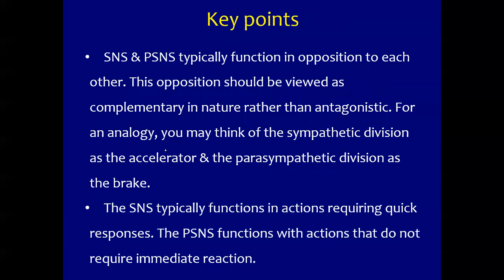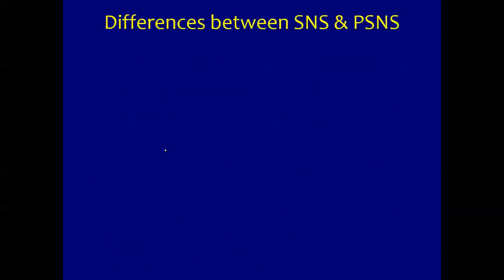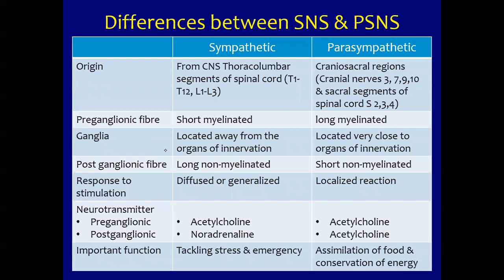The sympathetic typically functions in actions requiring quick responses. The parasympathetic functions with actions that do not require immediate action. Differences once again. Origin: sympathetic is thoracolumbar, parasympathetic is craniosacral, as was evident in the figure. Pre-ganglionic fiber: in the sympathetic it is short, because the ganglion is there as soon as the nerve comes out of the spinal cord. In the parasympathetic, the ganglion is just before the effector organ, so the pre-ganglionic fiber is long.